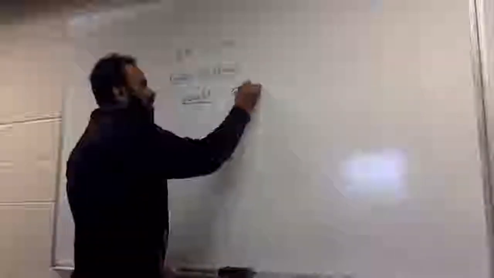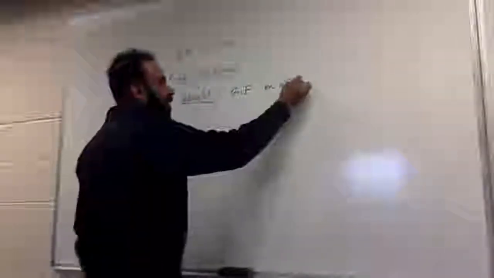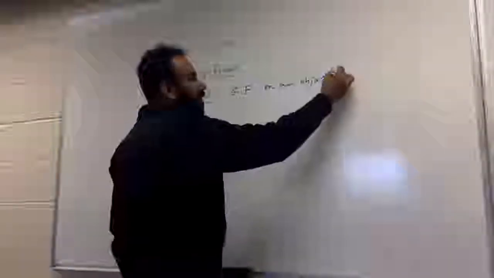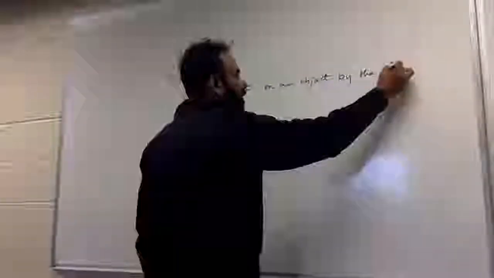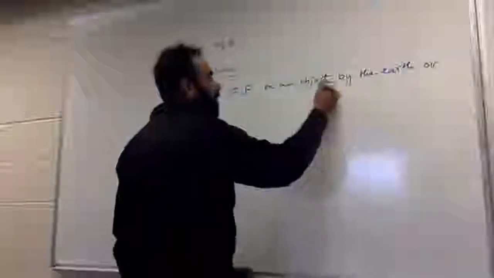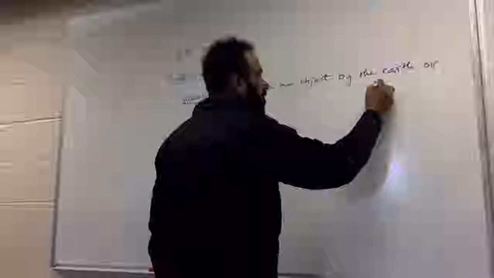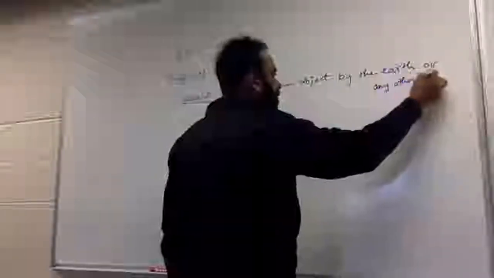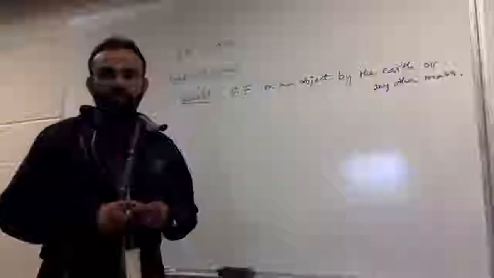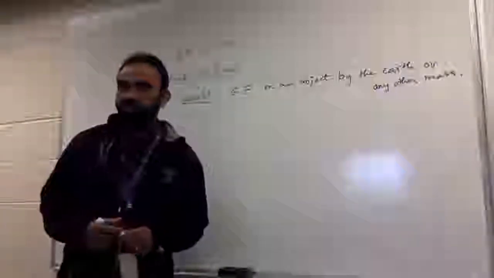The first of its kind is weight. What is weight? Weight is a gravitational force on an object by the earth or any other mass. It doesn't have to be from the earth. It can be by any other mass. So gravitational force is basically the weight. So weight is a gravitational force.